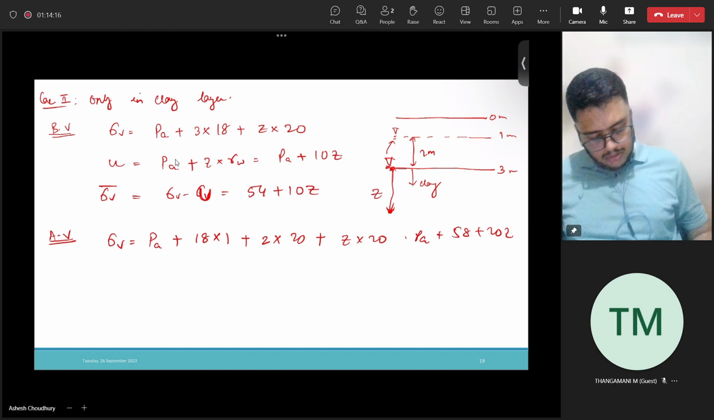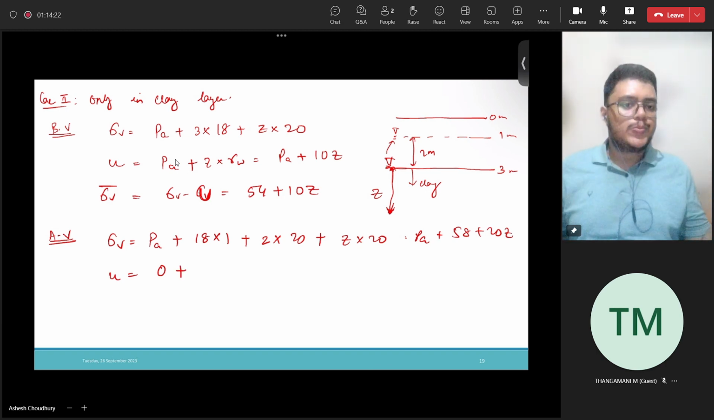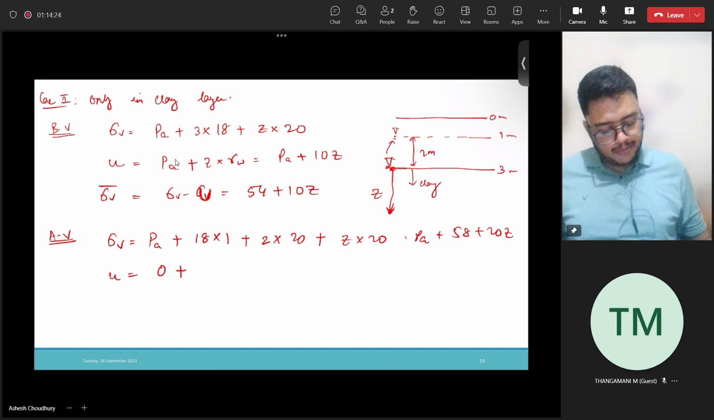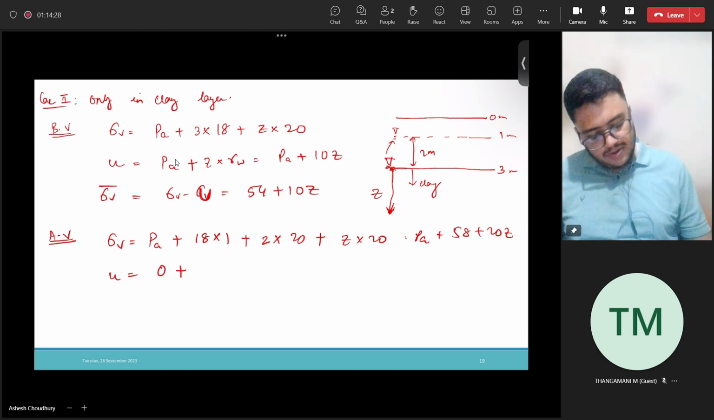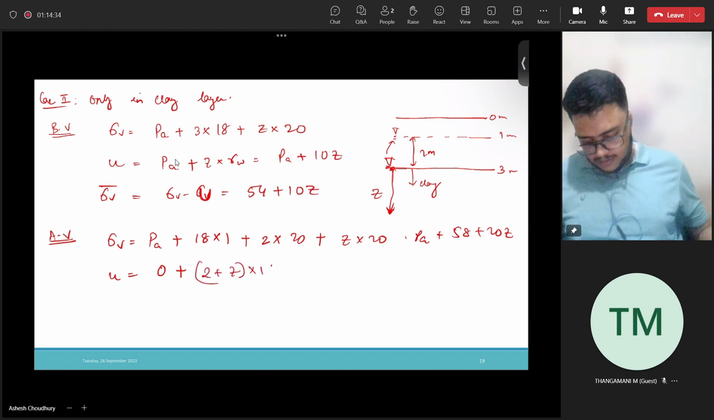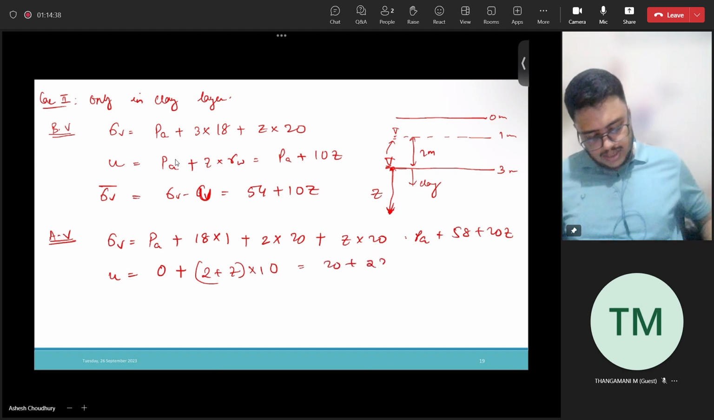Alright, what is the pore pressure? PA is not present, so PA is 0. There is no atmosphere here because we are providing vacuum pressure, so 0 plus water table risen to here 2 plus Z into 10, right? 20 plus 10Z.